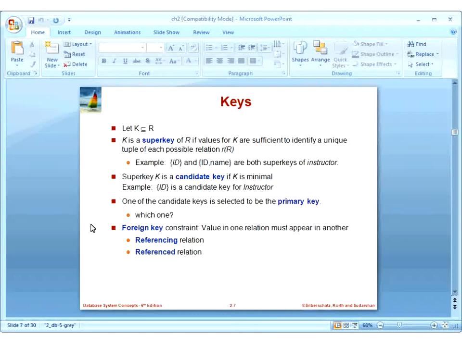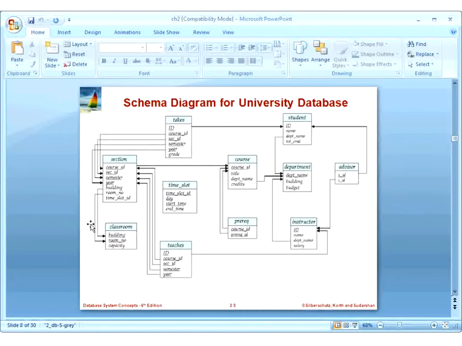A value in one relation must appear in another. The relation where it appears as a foreign key is called the referencing relation, and the original table where it is the primary key is called the referenced relation.